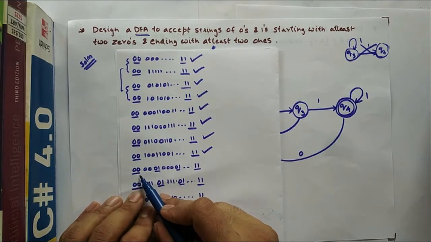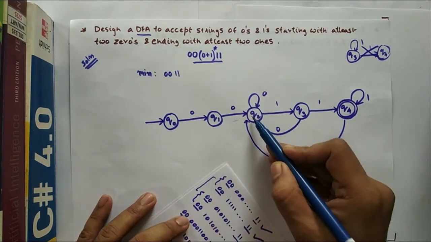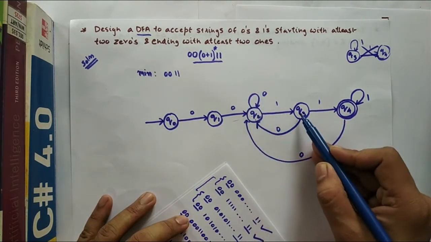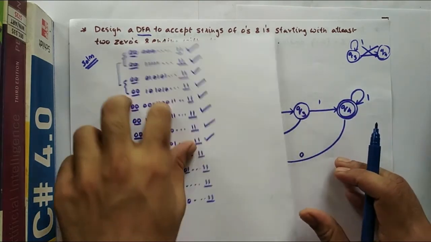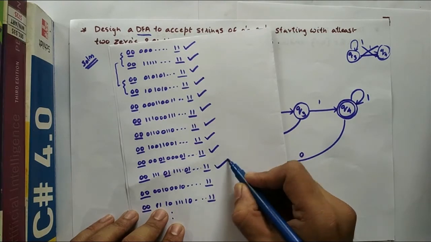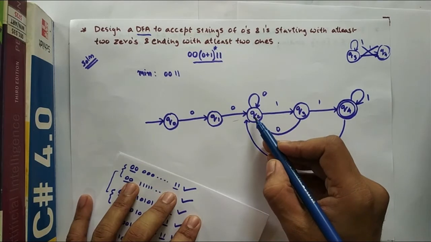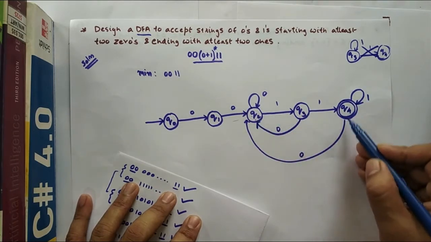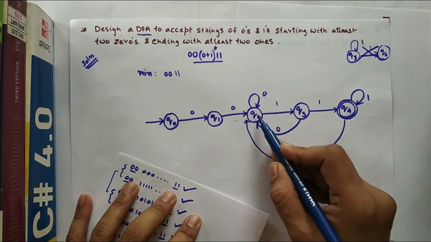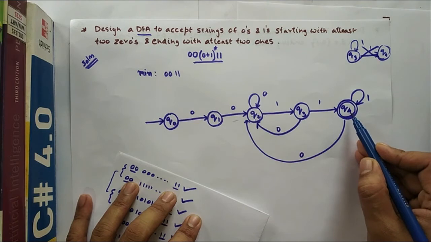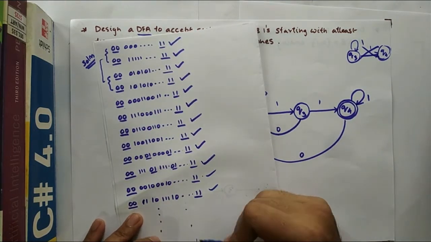Then 0 0, then some zeros, then 0 1, some zeros, 0 1, ending with 1 1, accepted. Now the reverse: 0 0, some ones, then 0 0, then some ones, then 0 0, and so on, ending with 1 1, accepted. And likewise this too is accepted. You can check, these are also accepted.